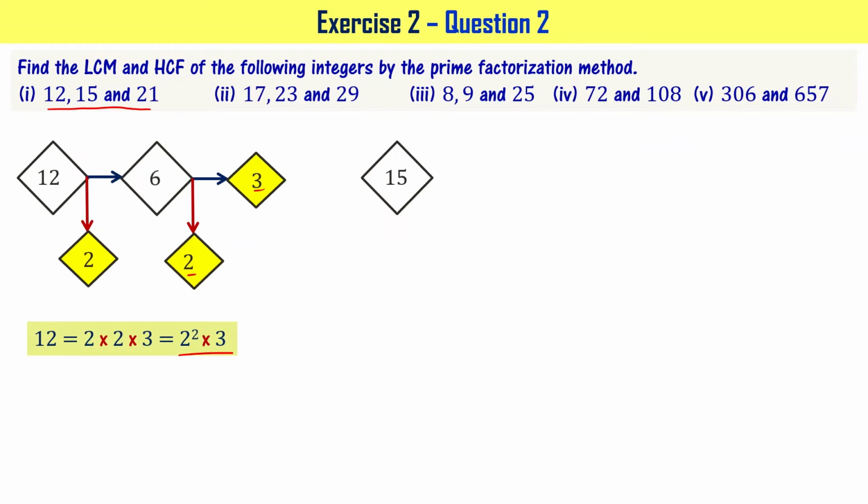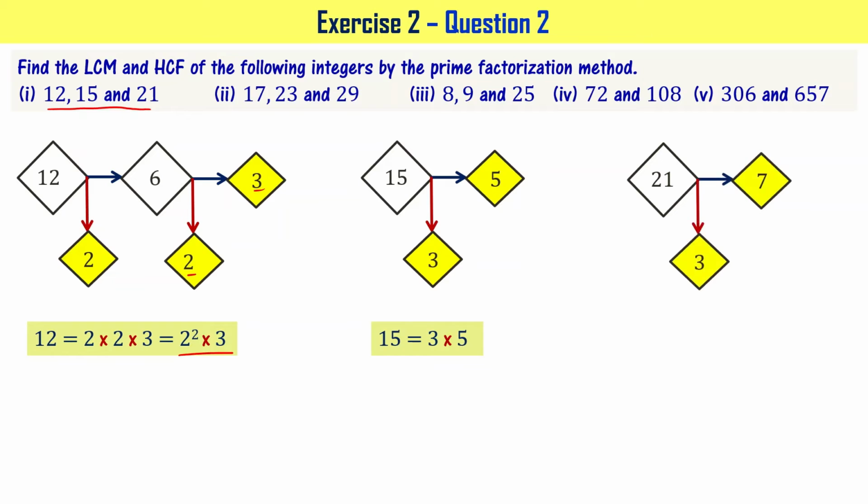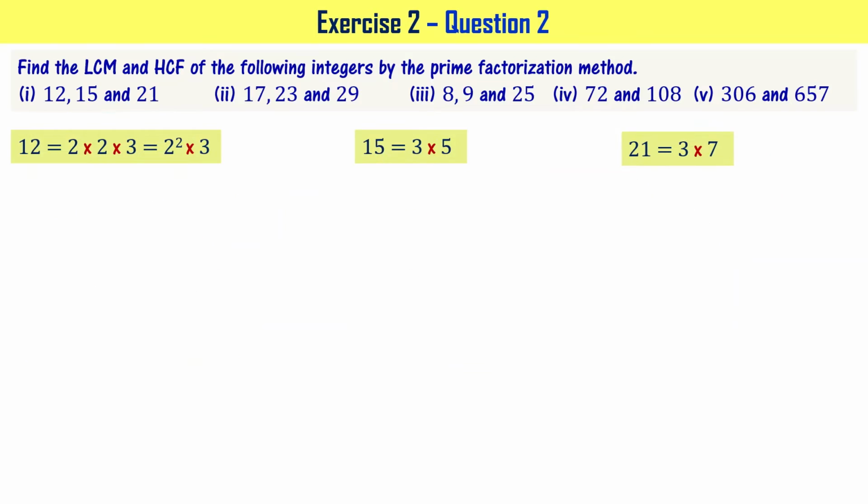Now 15 can be written as 3 times 5. Here both 3 and 5 are prime numbers. So 15 can be written as product of prime factors 3 and 5. So 15 equal to 3 times 5. The other number is 21, right? 21 can be written as 3 times 7. Here 3 and 7 both are prime numbers. That's why we write 21 as 3 times 7. Let's take a note of all these prime factors. 12 can be written as 2 square times 3, and 15 can be written as 3 times 5, and 21 can be written as 3 times 7, right?